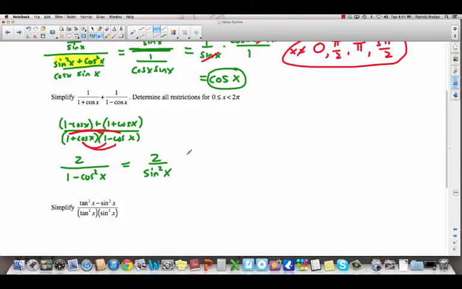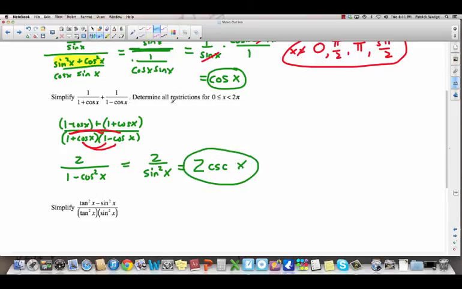It's a very good answer. What we like, though, is having no denominator. So if you think about this, it's the same as 2 times 1 over sine squared x. What's 1 over sine squared x equal? Well, 1 over sine is the same as cosecant. So 1 over sine squared x is the same as cosecant squared. So our final and even better answer here could be 2 cosecant squared x.